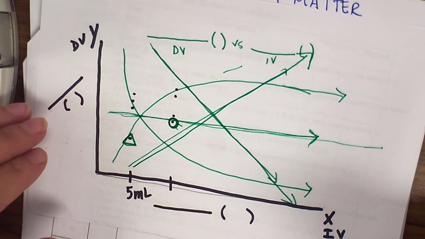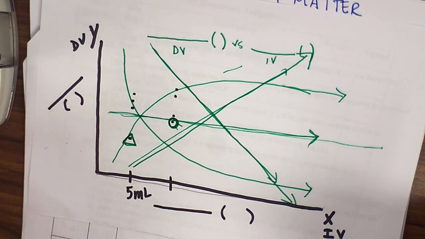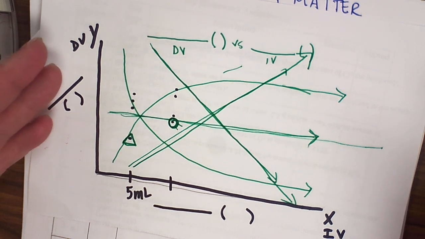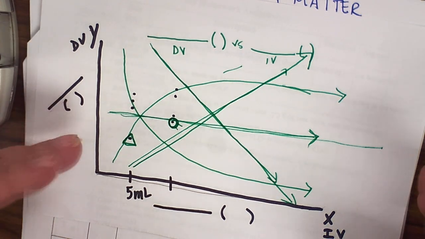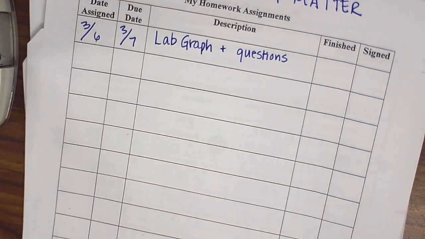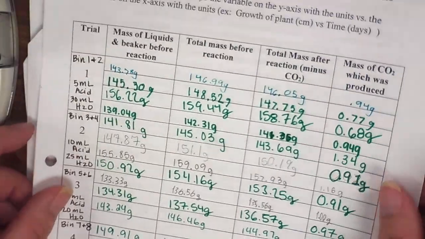Okay? The two reactants in this equation are baking soda and acetic acid. All right? There is also the product of the carbon dioxide, which we are measuring. But that's not a reactant. Okay, so that's the graph. Next, we're going to look at the data. I'll put that up so you can copy it, and let's take a look at the questions.